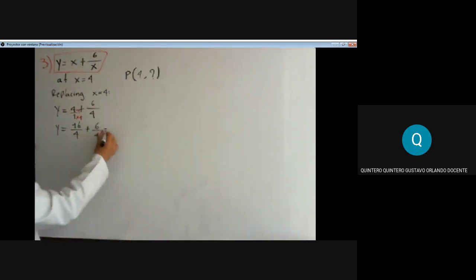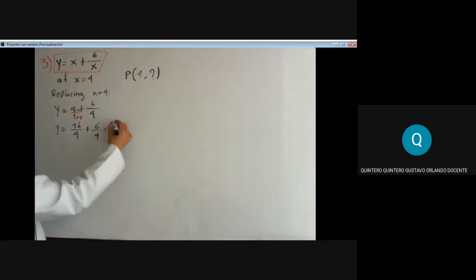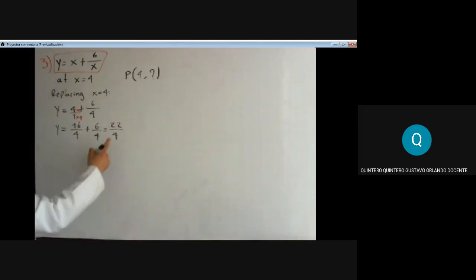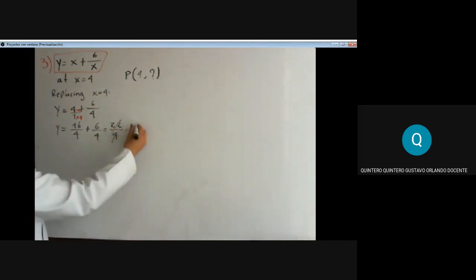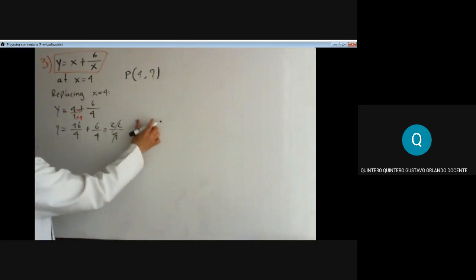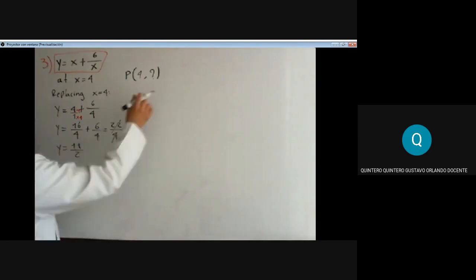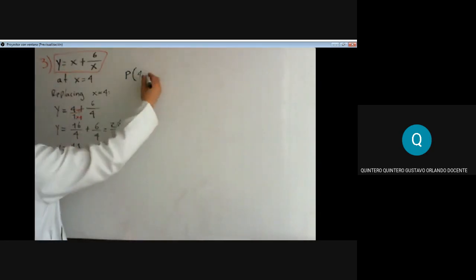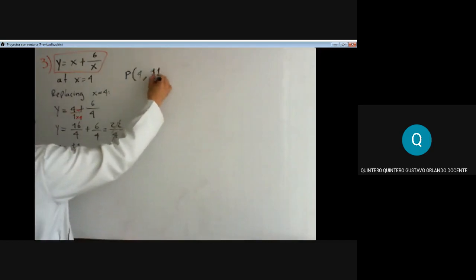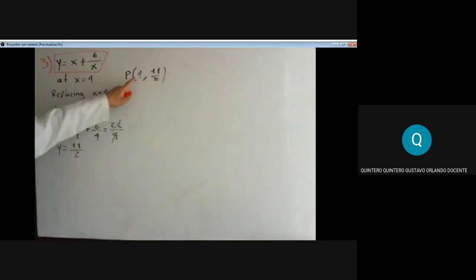Now, I can see that the solution will be over 4, because I leave the same denominator, right? And then I add the numerators. So 16 plus 6 will be 22. 22 over 4 can be simplified. This will be 11 over 2. Let me write it here. y equals 11 over 2. So now we have our point. This will be the point (4, 11 over 2): 4 for x and 11 over 2 for y.